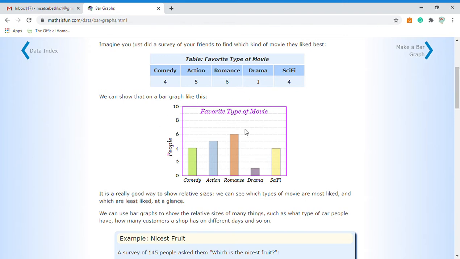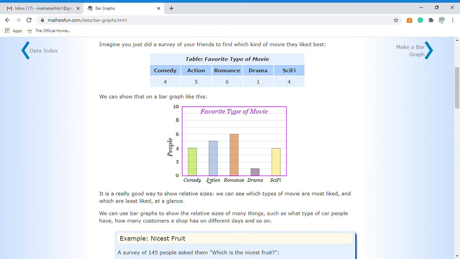So a bar graph always has a title and it always has two axes. So it has 2 axes. One is the x-axis, one is the y-axis. I think this is the x and this is the y. I can never remember which one is horizontal and which one is vertical.